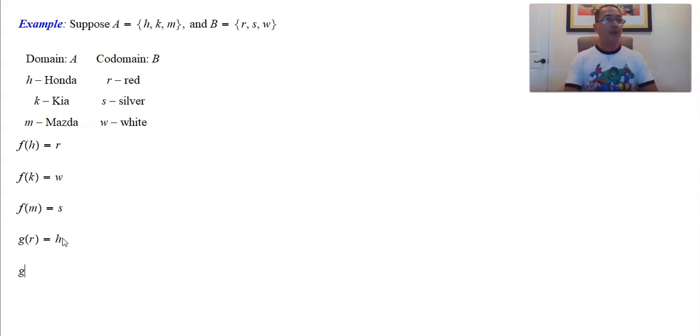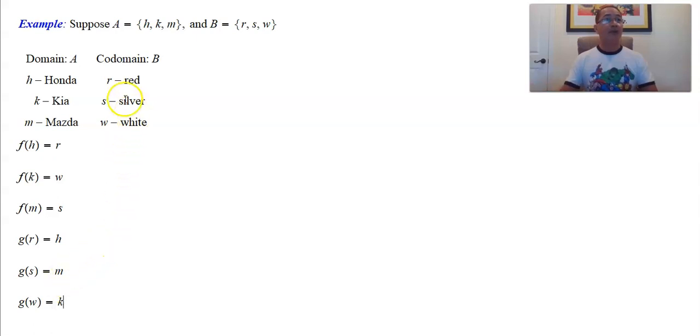So similarly, who will S go to? Well, where did S come from? S came from M. So therefore, G of S has to be M. Okay? And finally, we forgot about K. Where will W come from? So G of W has to go back to K.